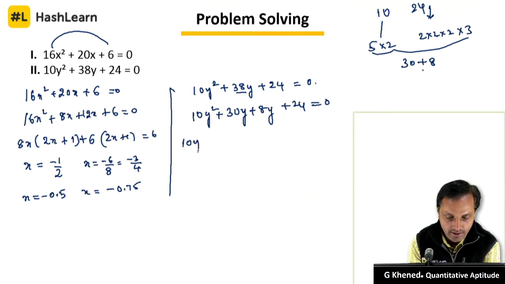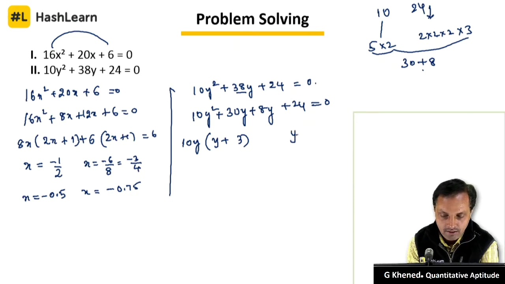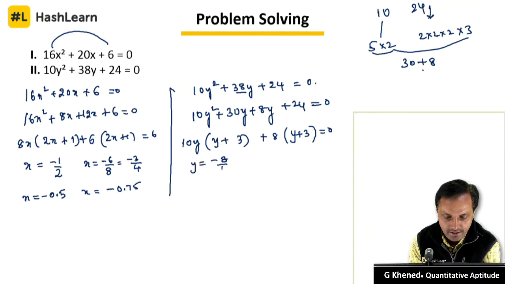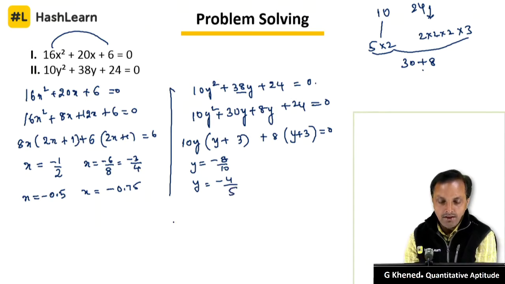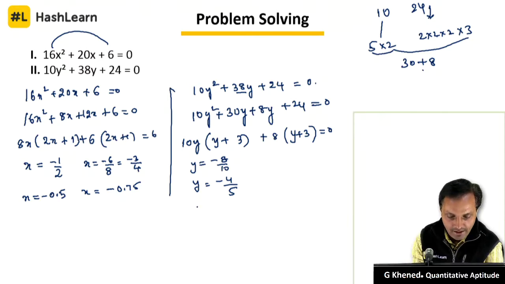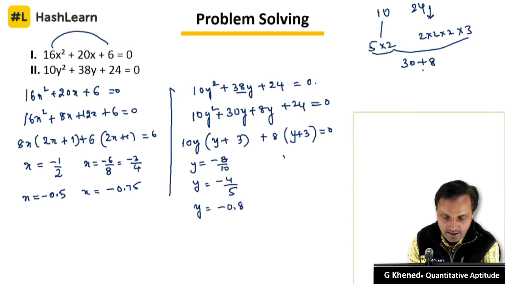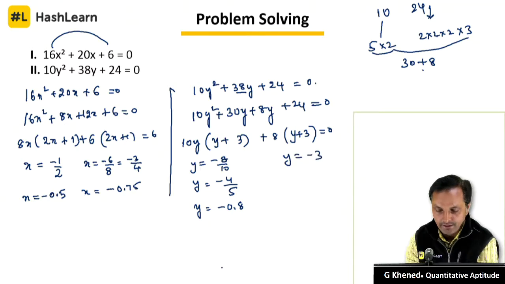You can take 10y common, you will be left with y plus 3, y plus 3 here, then you can take 8 common here. So, y value is minus 8 by 10, that will give you y is equal to minus 4 by 5. So, 1 by 5 is 0.2, 4 into 2 is 8, minus 0.8 and the other value of y will be minus 3.